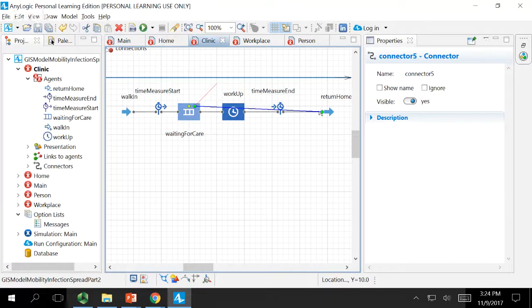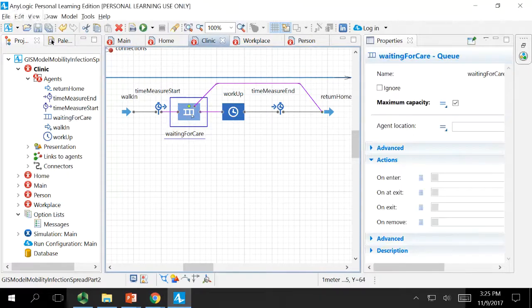I'm going to drag this over, and place this up here and this up here. Basically, this is going to be providing a separate way for people to leave. Now, this is going to cause a little bit of an issue with time measure end, but I'm going to try to change that by having another time measure end here. So let's first focus on this guy here.